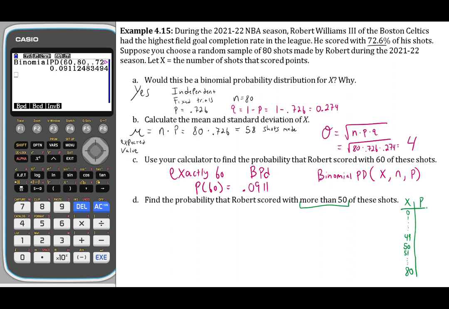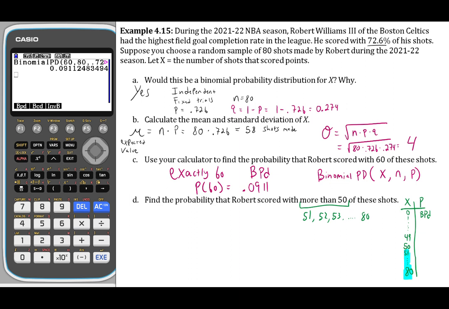We can find the individual probabilities by using the binomial probability density function, or BPD, in the Casio calculator. But in this case, we want to know more than 50. That would mean 51, or 52, or 53, so on and so forth, all the way up to 80. So I'm going to highlight the table here from 51 to 80.